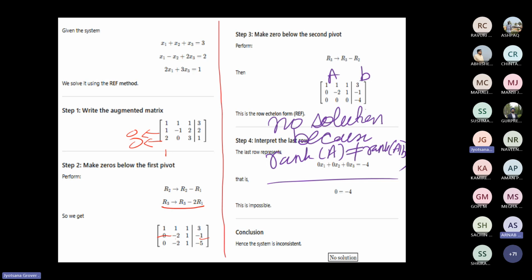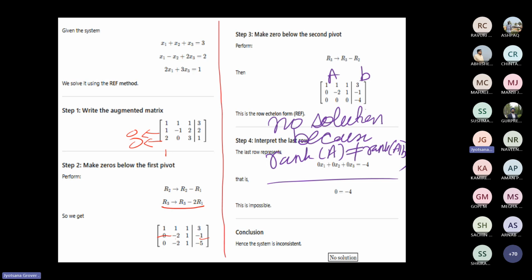Those methods are valid, but since your MFML session will be starting, I'm preparing you for that. I'm linking all the concepts like rank and REF, and how the rank influences the solution, how rank determines whether we can find the solution to the system of linear equations or not. Is that okay? Yes, ma'am. Got it.